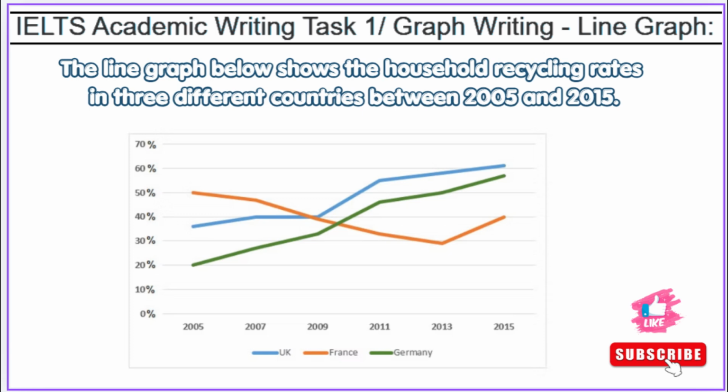Today, we're going to learn how to write a Band 9 answer for IELTS Academic Writing Task 1. In this lesson, we'll look at a line graph that shows the percentage of households recycling in the UK, France, and Germany from 2005 to 2015. I'll show you the perfect structure, how to write a strong overview, and how to describe data clearly and accurately.